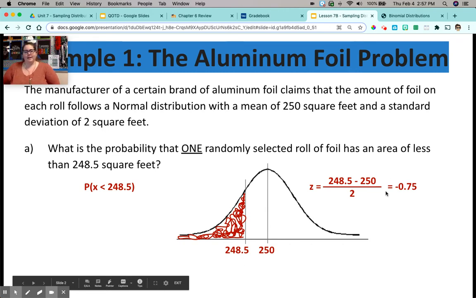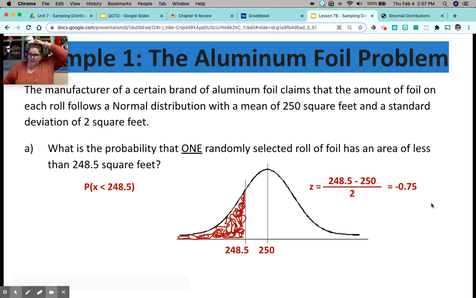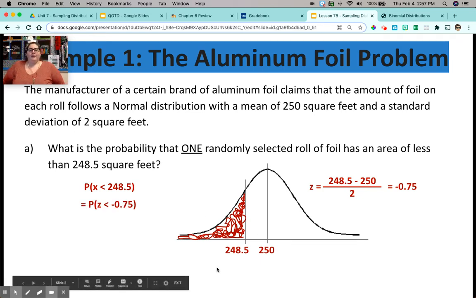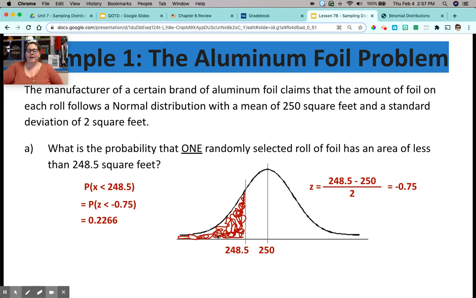So I would go to my z-table. I would look up a z-score of negative 0.75. I would find that probability, and I would get around 0.2266. So that is a regular old numerical data problem using a normal model to find a probability. And that kind of leads us into this particular lesson.